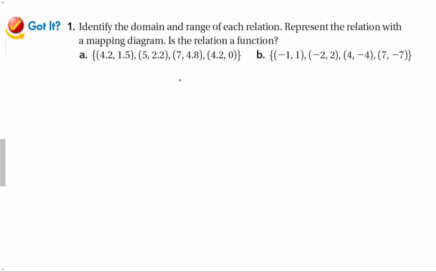So we'll do this fairly quickly. Domain for part A is the x values, 4.2, 5, and 7. And this is not a function because you can see 4.2 happens twice, and it is being mapped to two different values. The range would be 0, 1.5, 2.2, 4.8. Okay, for part B, my domain is -2, -1, 4, and 7. And my range is -7, -4, 1, and 2. All of the elements in the domain are different, so this is a function.